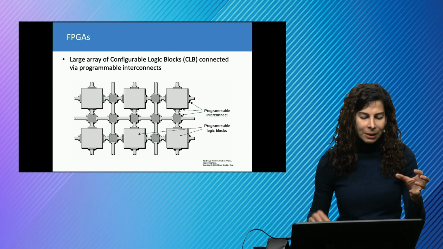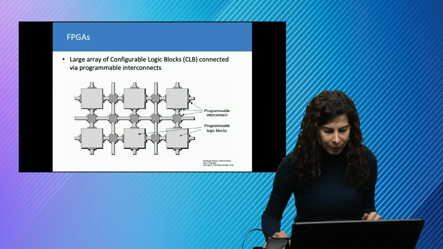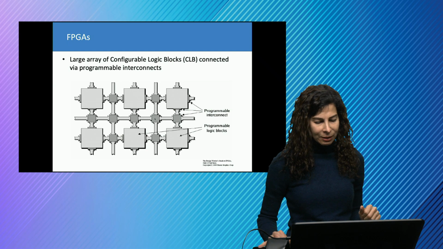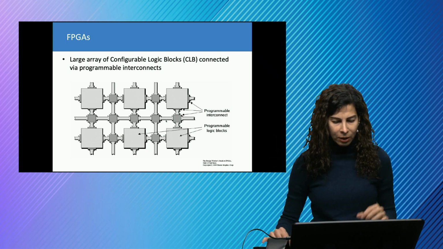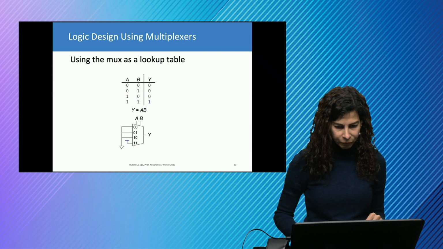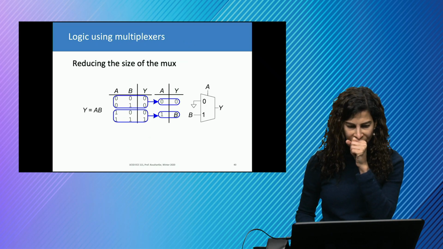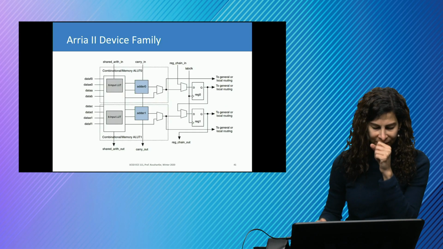And then these logic arrays are connected, as you see here, using programmable interconnect. Typically, these are switches that can connect the different ports coming in from these sides to different parts here. So they could actually connect different logic blocks, or configurable logic blocks, to each other. The mux as a lookup we just saw earlier, you could also reduce the size.